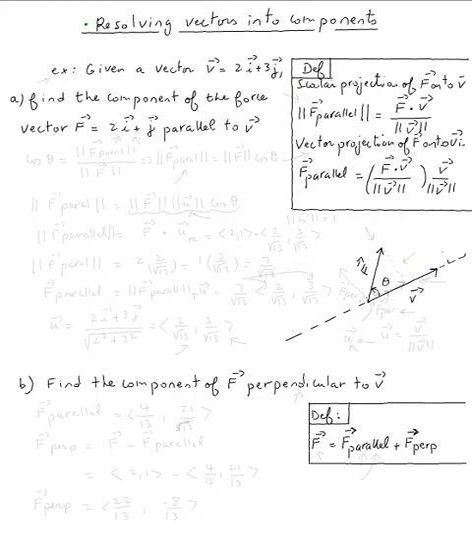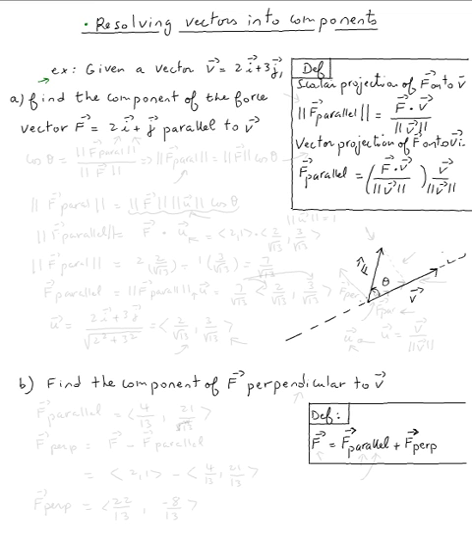The topic is resolving vectors into components. So let's do the example. Given a vector v equal to 2i plus 3j, question A: find the component of the force vector F equal to 2i plus j parallel to v.